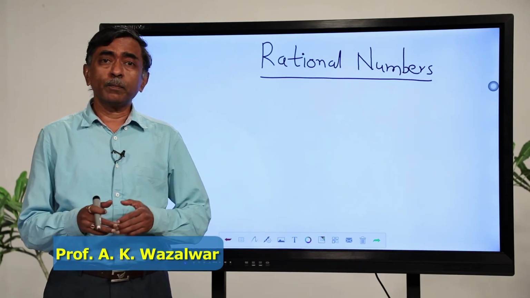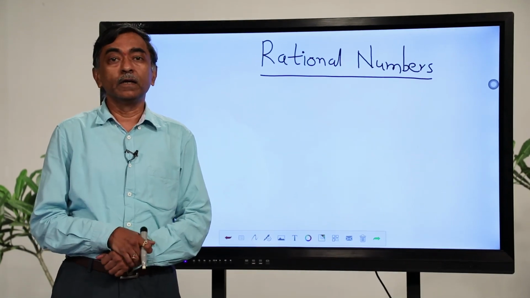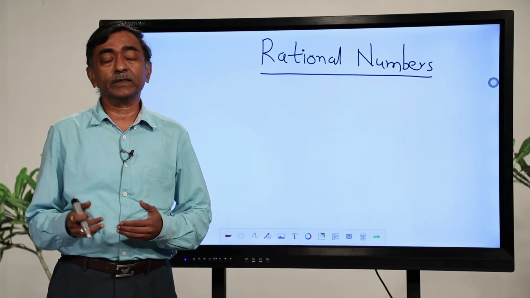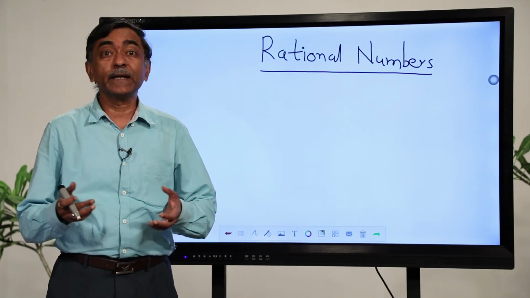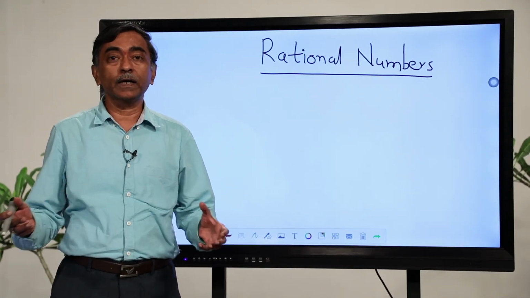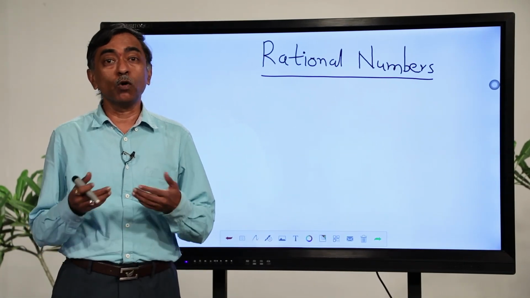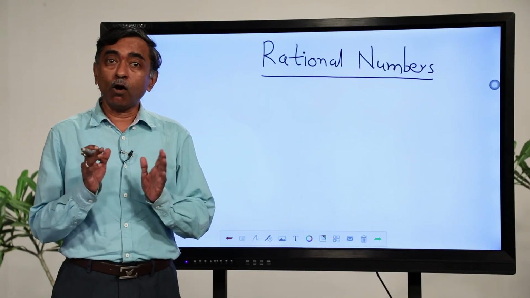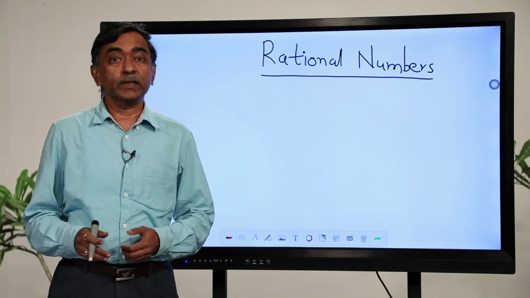Now, this is the biggest set of numbers that you have studied till now. The collection of rational numbers is the biggest of all the collections of numbers you have studied, for example natural numbers, integers, whole numbers and so on. And all of these are a part of rational numbers, as we have seen in our earlier sessions.